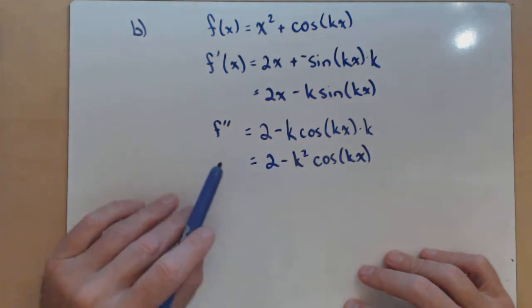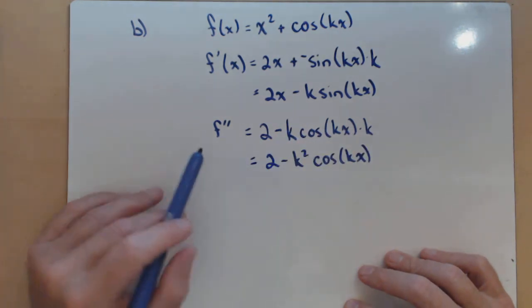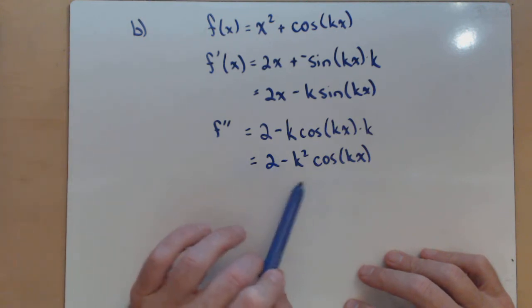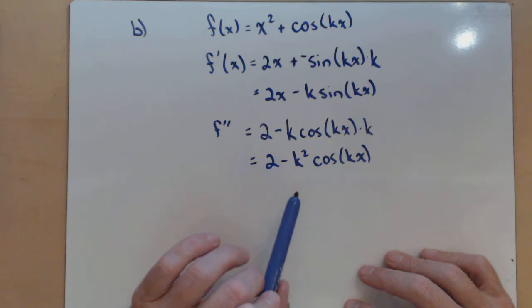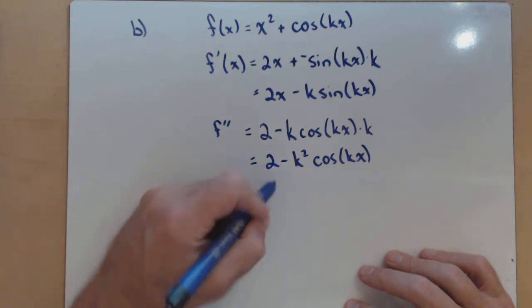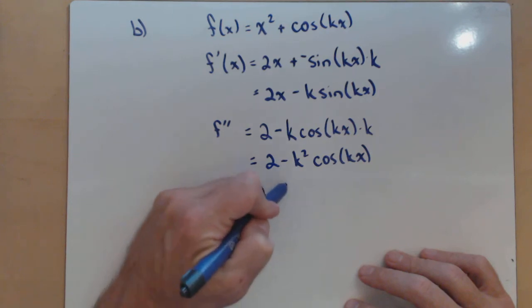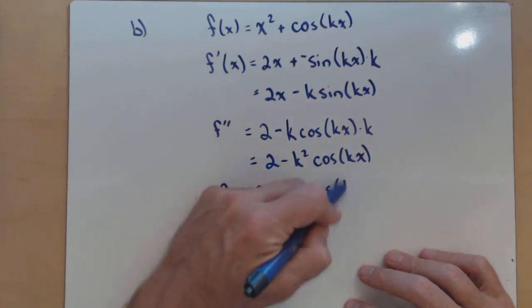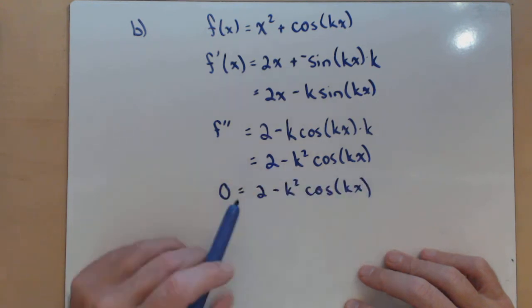Now, if we're going to have any inflection points, then we have to have places where the second derivative is either 0 or undefined. This is going to be continuous everywhere, so we're not concerned about looking for places where it's undefined. So we're going to specifically look for where the second derivative is 0. 2 minus k squared cosine of kx.